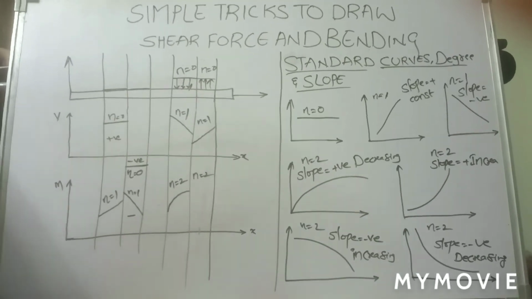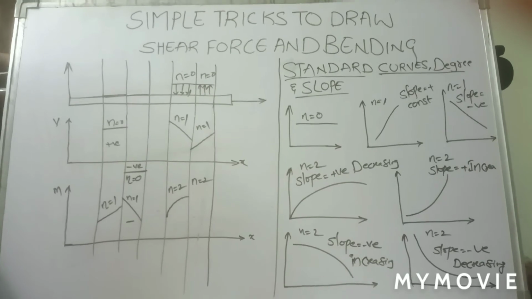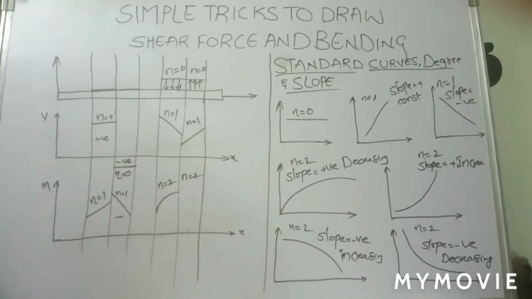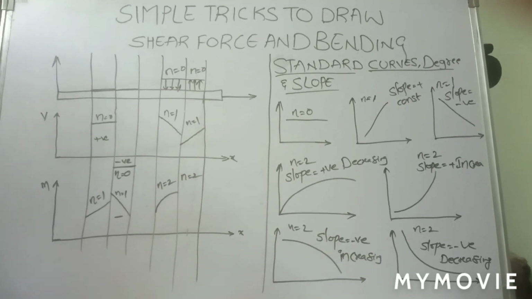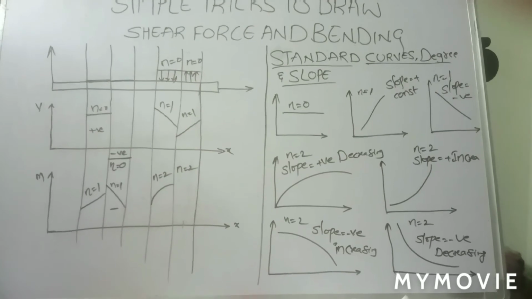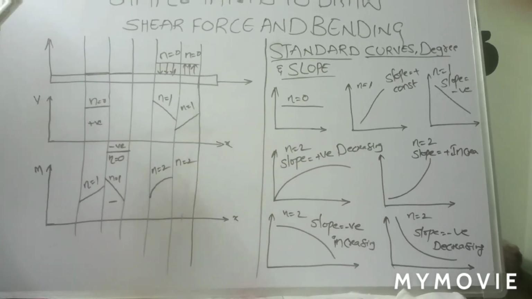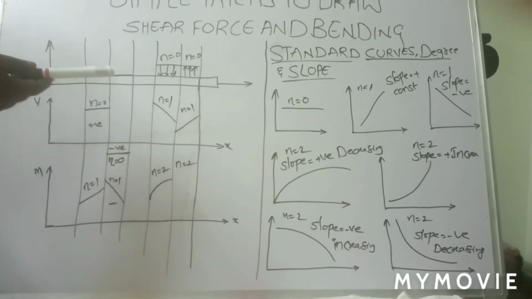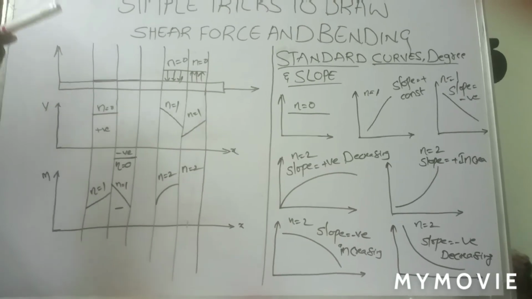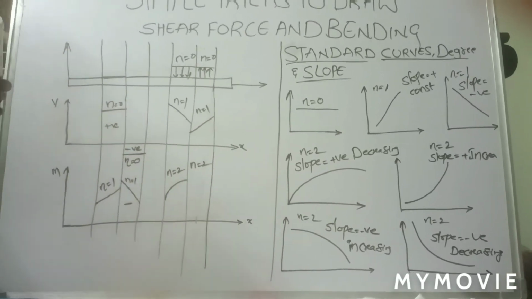In this class, we are going to discuss a very simple topic: how to draw the shear force diagram and bending moment diagram in an easy manner. That means by looking at the object, you can easily draw the shape of your curve, whether it is a straight line, a positive or negative slope, or a positive or negative parabolic curve. By looking at the loading condition, you can simply draw the diagram.